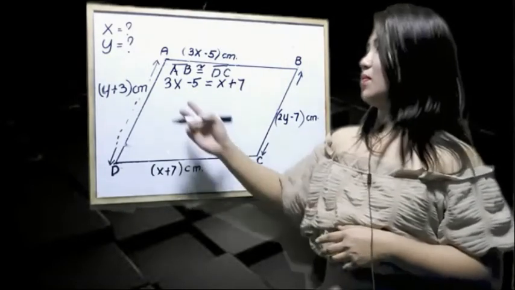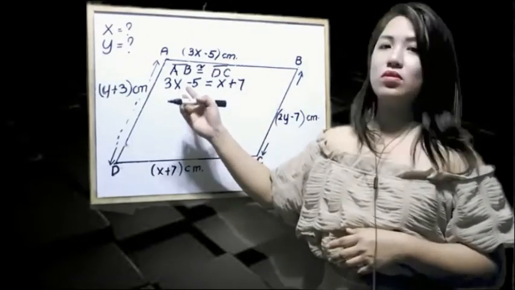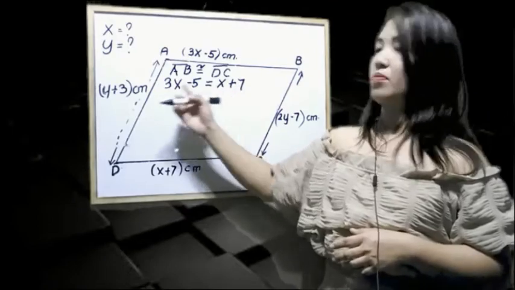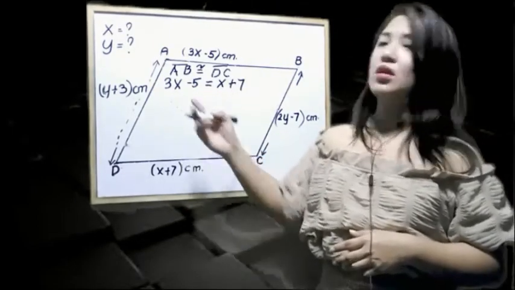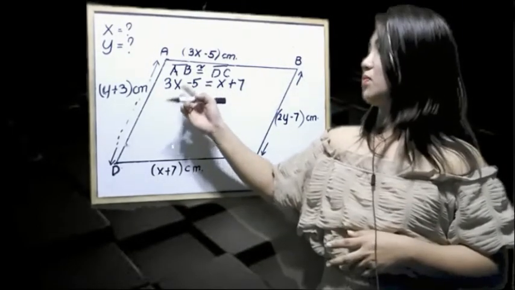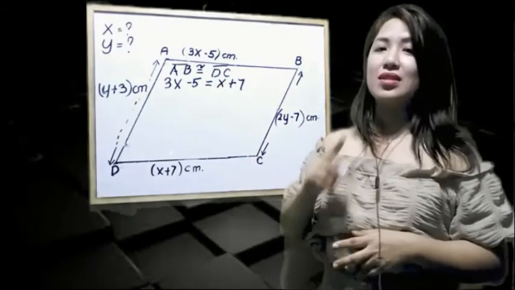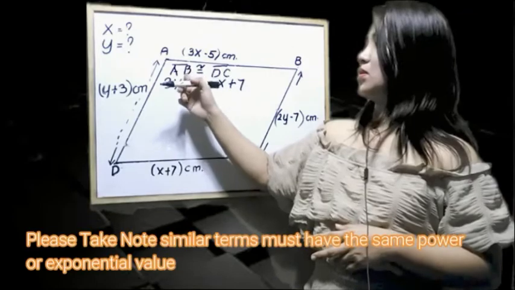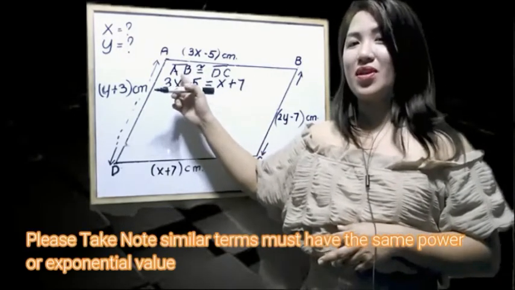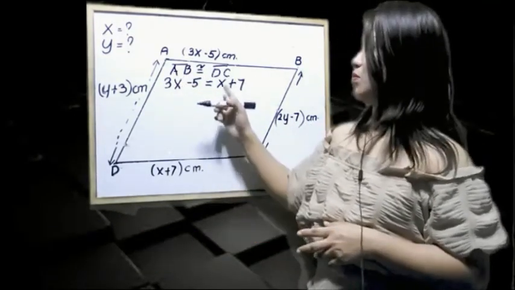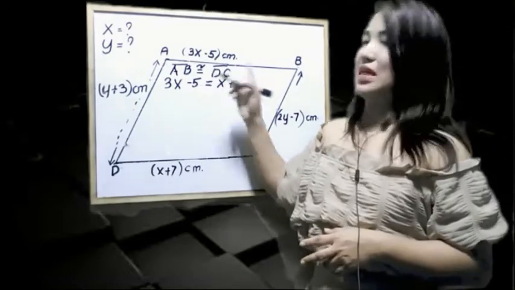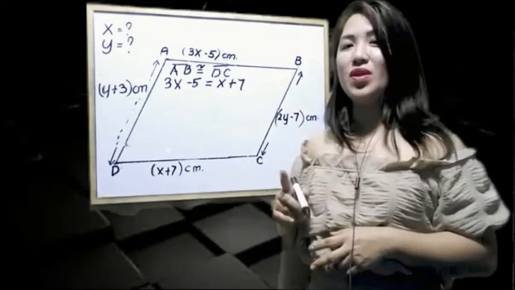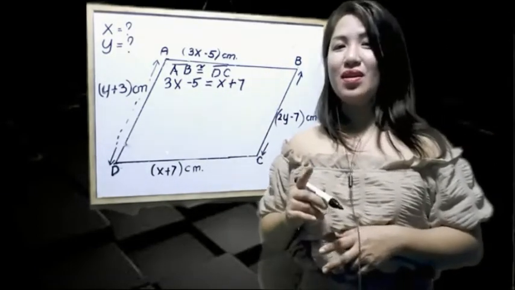And when we say similar terms, not just that they are both having the same variable, which is x, but you also need to remember that the exponential value must also be the same. Our 3x, automatically our x variable has an exponent of 1. Same with the x, it has an exponent of 1. So we can quote them as similar terms.